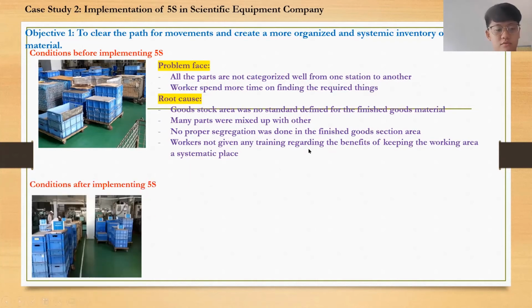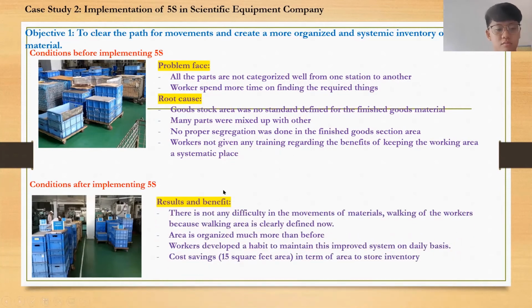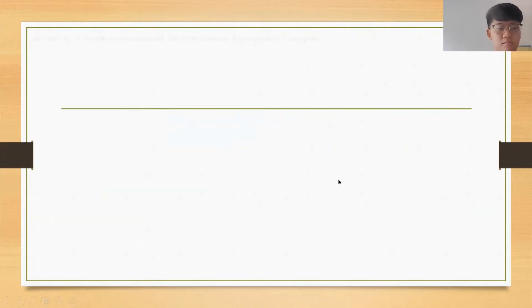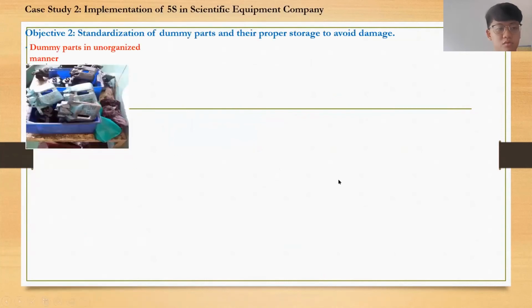were not given training regarding the benefit of keeping the working areas safe. The condition after implementing 5S is that there is no difficulty in the movement of materials or the working of workers, the area is organized much better than before, and all the workers have developed a habit to maintain this simple system on a daily basis, and they also achieve cost savings in this area.